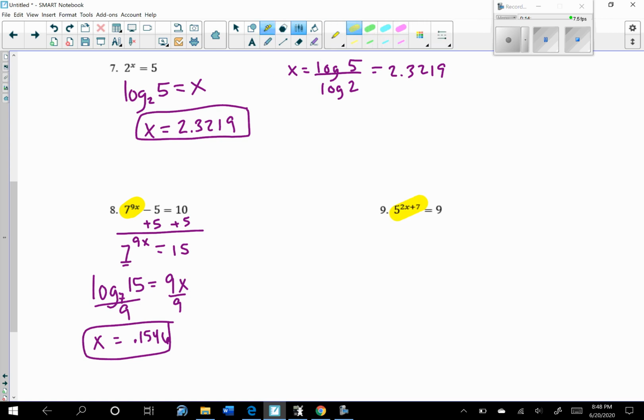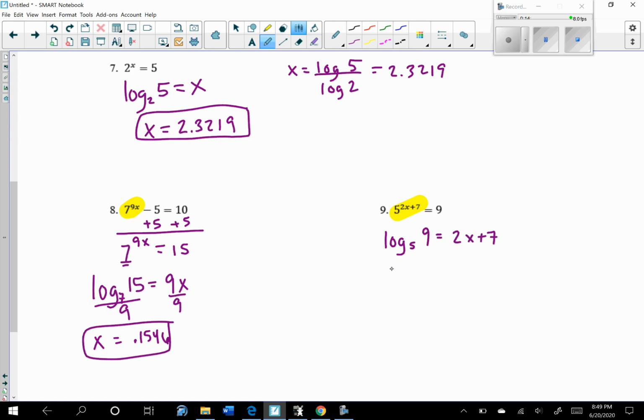Looking at the next one, again, isolate the exponential portion, which is already done. Go ahead and pause the video, see if you can do this on your own. Then when you're done, you can unpause and we'll check our work. So for this problem, we cannot make 9 into a base of 5. Therefore, we would want to write this in log form. So log base 5 of 9 equals 2x plus 7.